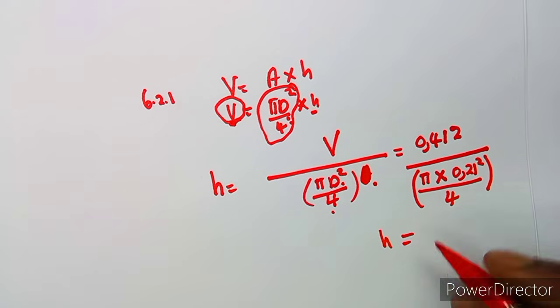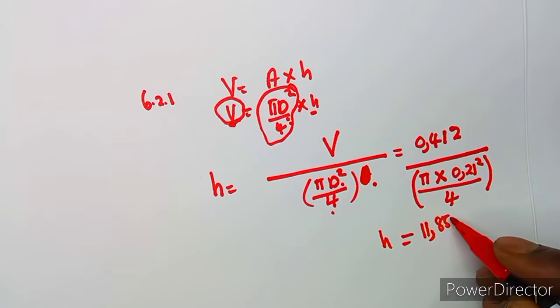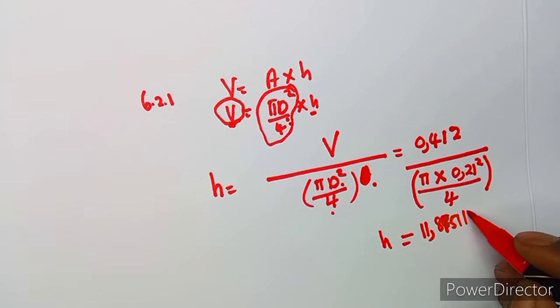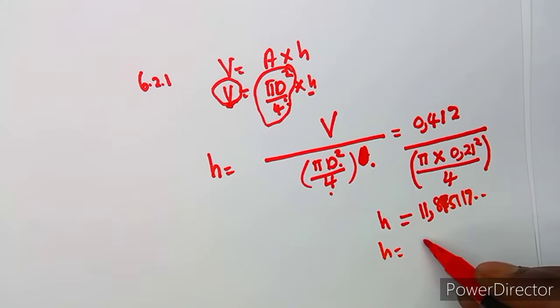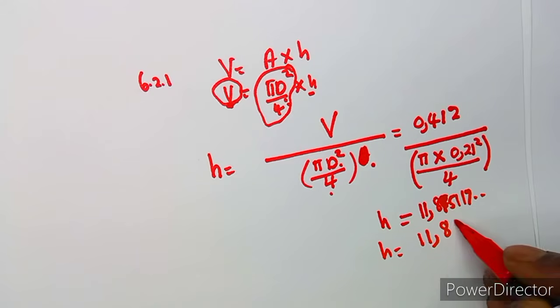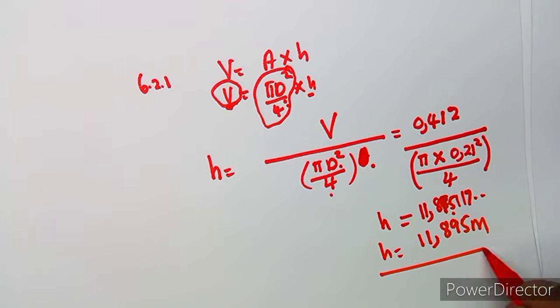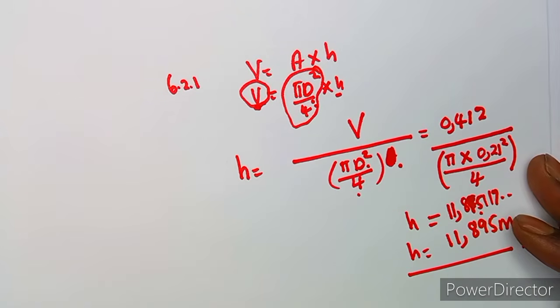So h is going to give us something like 11,895. That's your h, which is going to be 3 decimal places. This is not going to change. All right, in meters. So that's your h, guys, which is the stroke length in this case, because you remember you're calculating the stroke length. So that is how you simply have this information.